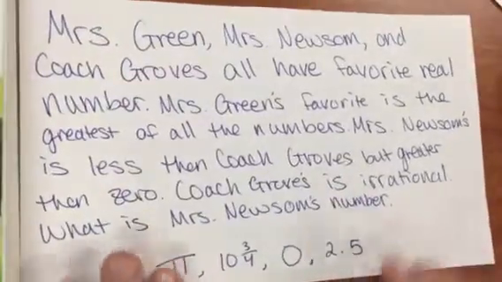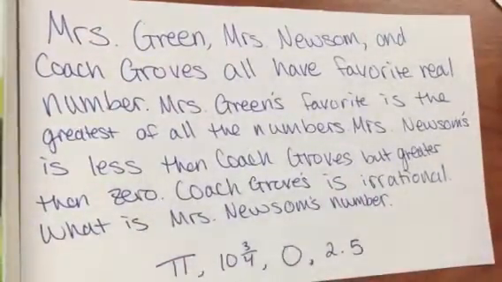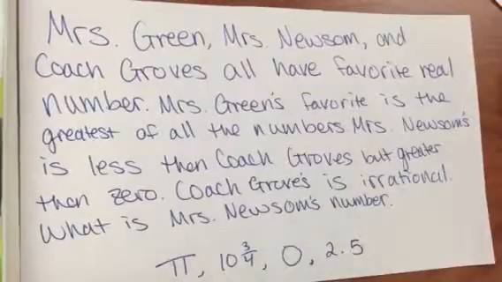Now, oh, this problem is so pretty. Miss Green, Miss Newsom, and Coach Groves all have their favorite real numbers. Miss Green's favorite is the greatest of all the numbers. Miss Newsom's is less than Coach Groves, but greater than 0. Coach Groves is irrational. What is Miss Newsom's number? We're going to give you a few minutes to think about that and come up with your own answer, and then we will tell you what the answer is.